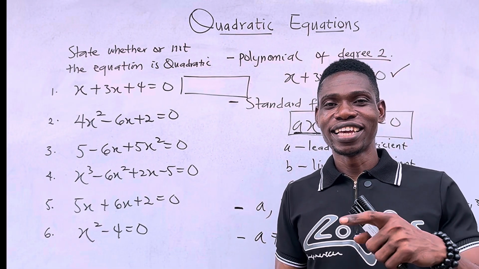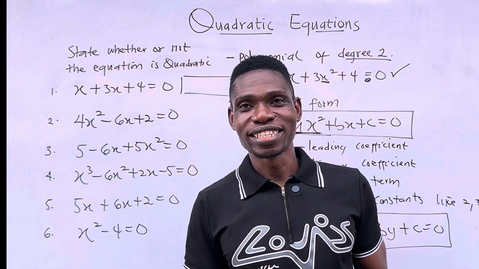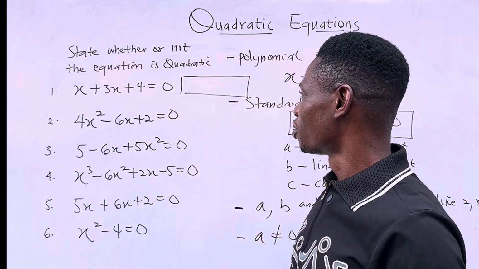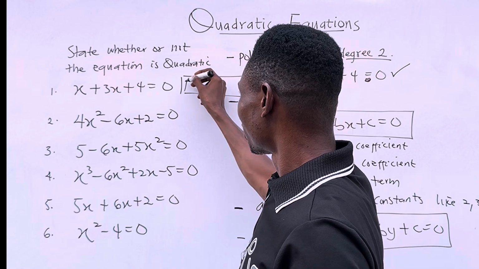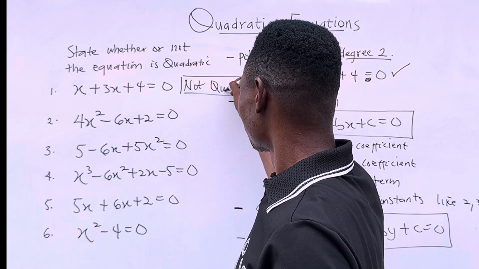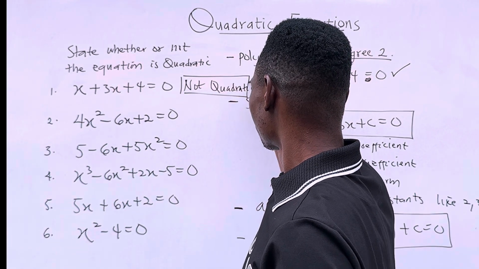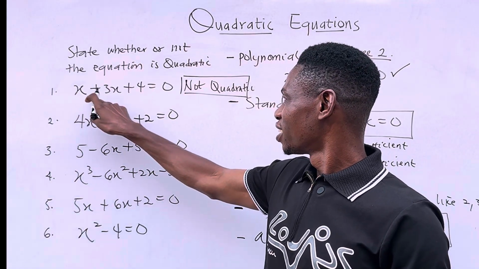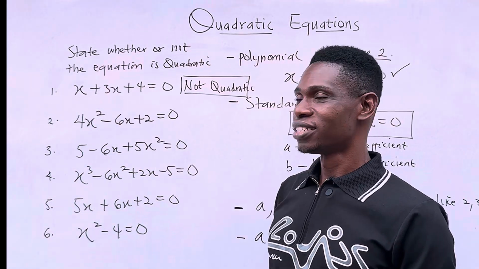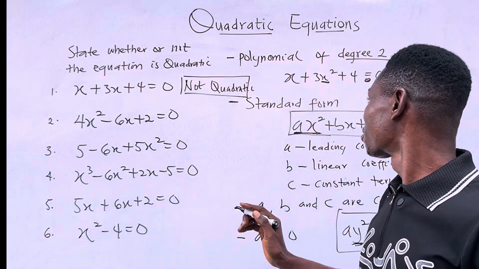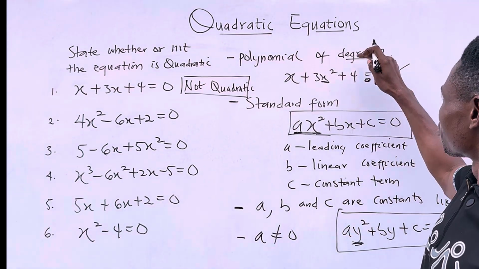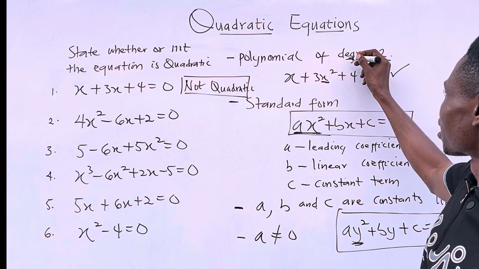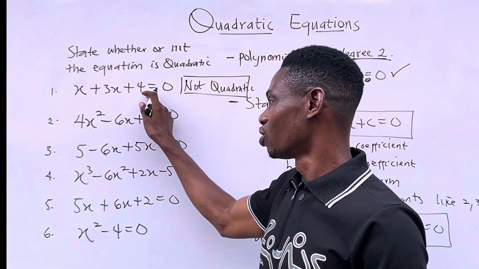All right, let's see if you got the answers correctly. So number 1, is it quadratic? No, number 1 is not. It's not quadratic. And why is it not quadratic? The highest degree there is 1, so it's not quadratic. Following this meaning, the degree has to be 2. So number 1 is not quadratic.